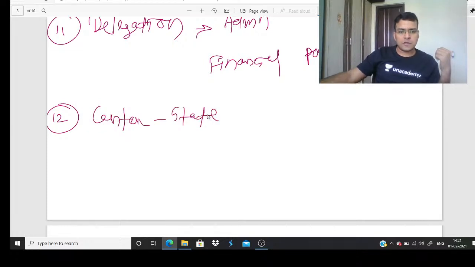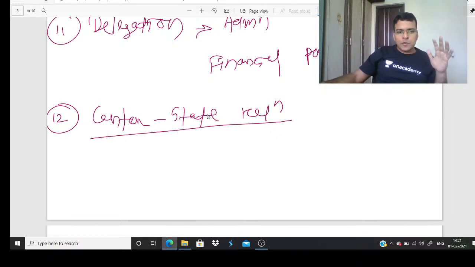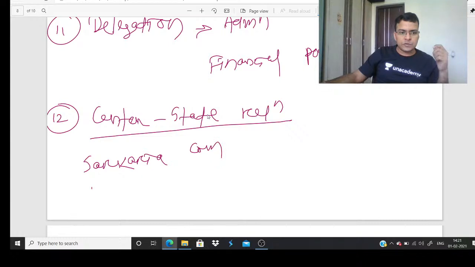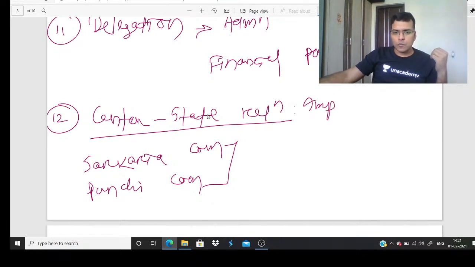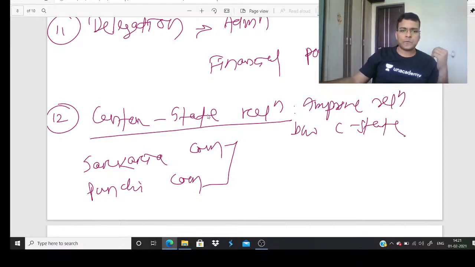Center-state relation. You have read some commissions, but which commissions deal with center-state relations? Sarkaria, Punchhi. These are some commissions related to center-state relations. So the first ARC also gave some important recommendations to improve the relation between center and state. After the first ARC, the Sarkaria and Punchhi commissions came.